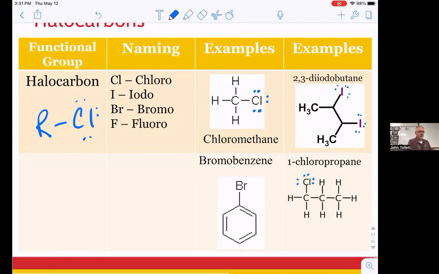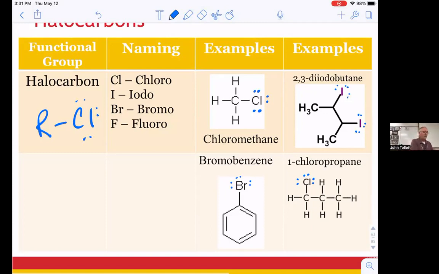And then the last one, I kind of skipped around a little bit. Bromobenzene. Benzene is the longest carbon chain here. It is possible to have it written as a phenyl group, but this isn't a carbon chain here, so we wouldn't call this phenylbromine. We'd actually call it bromobenzene.